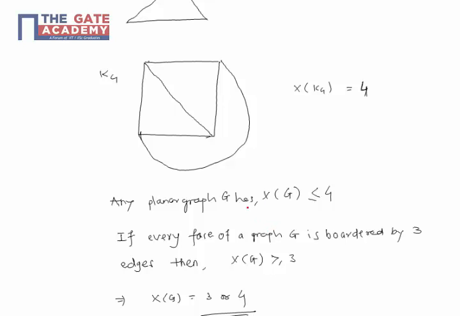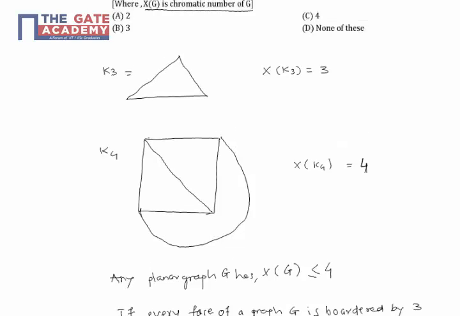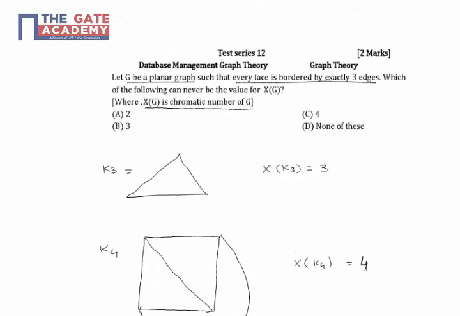from these two statements. So, out of the given options, option A, that is 2, cannot be the chromatic number for such a graph. So the correct answer to this question is option A.